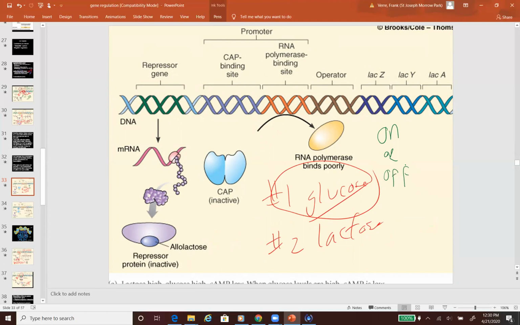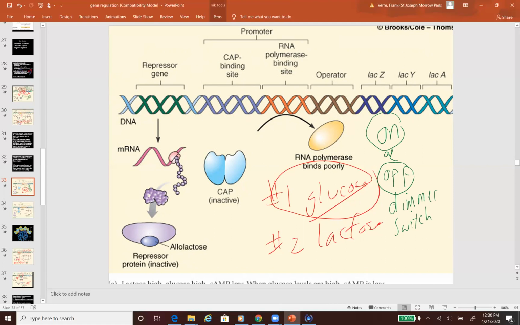Now, truthfully, that's a little bit of a lie, because we can add a third possibility, or a third thing to consider. Think of it more like a dimmer switch. A dimmer switch allows you to turn lights on, and we can turn them off, but it also regulates how bright the lights are.